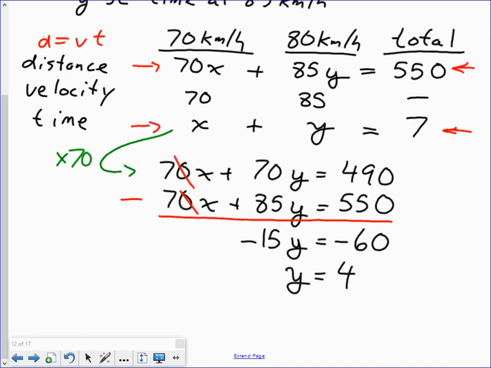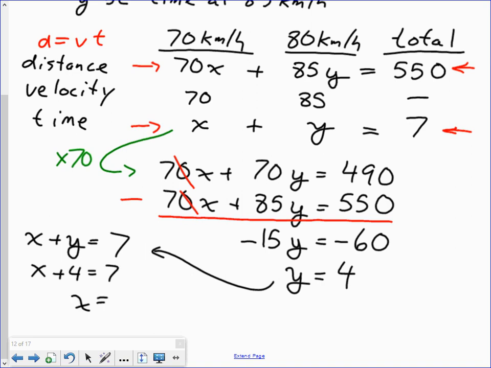We can take our value of y and sub it into our equation, because we know x plus y is equal to 7. Sub in 4, and we get that x is equal to 3. Okay, so we know that x and y represent our time, so this is 4 hours, and this is 3 hours, our values for x and y.